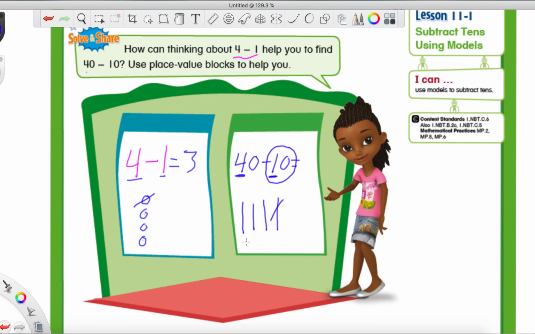And then how many 10s do I have left? 1, 2, and 3. And so we have 3 10s. We don't have any 1s, so we put a 0. So now we have the number 30. Okay? And you can also count out these 10s if that's easier. 10, 20, 30. Either way, you get the same answer.